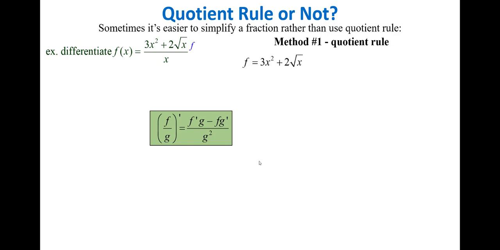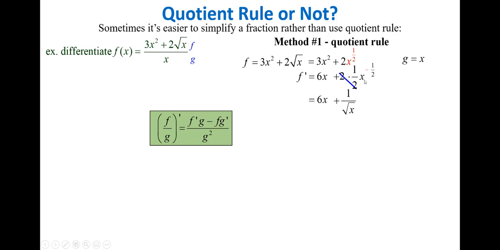F would be the numerator, 3x squared plus 2 rad x. G would be the denominator, x. And I'm going to write this in a more derivative-friendly format. I'll write it as 3x squared plus 2x to the 1/2. Then f prime would be 6x plus 2 times 1/2, x to the negative 1/2. And then simplifying, this would be 6x plus 1 over rad x.